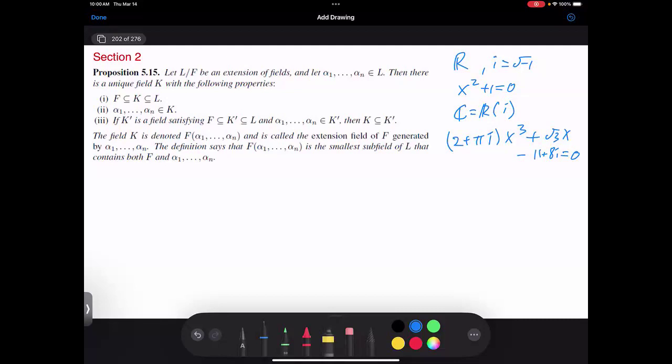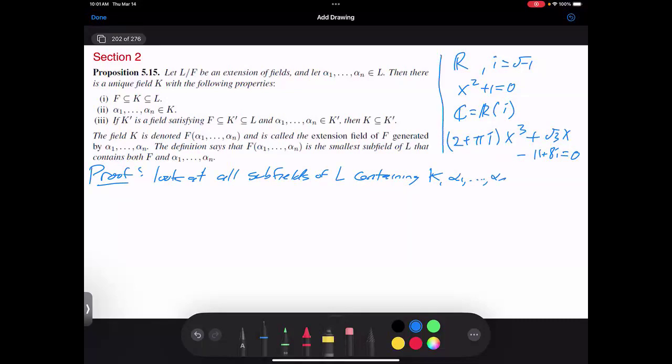Okay, so the proof is not too bad. Look at all subfields of L containing K and alpha 1 through alpha n. Does there have to be at least one subfield of L containing K and the alphas?